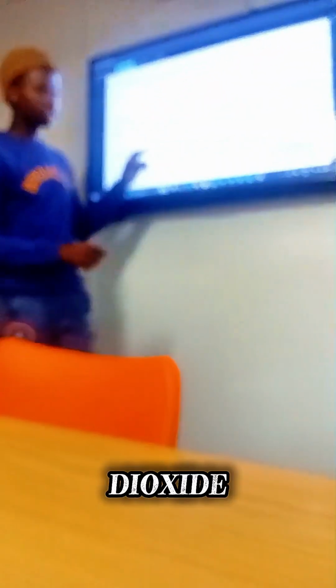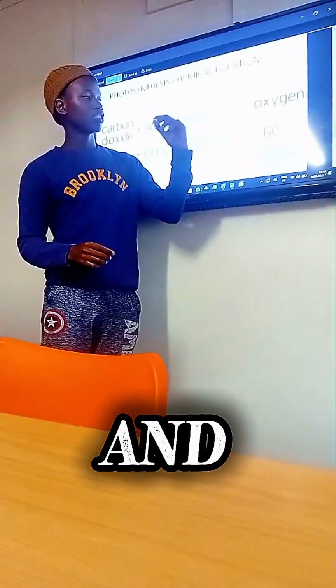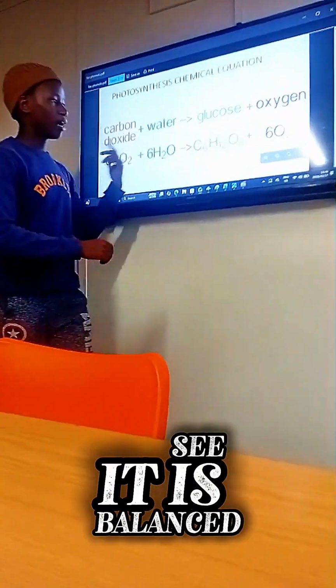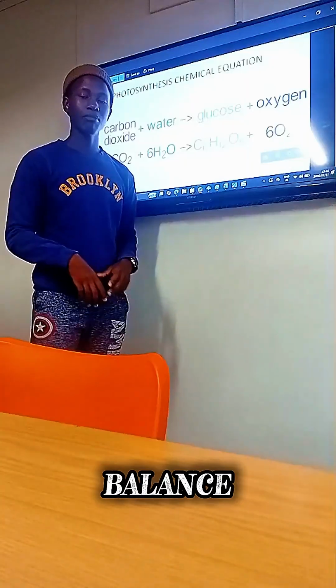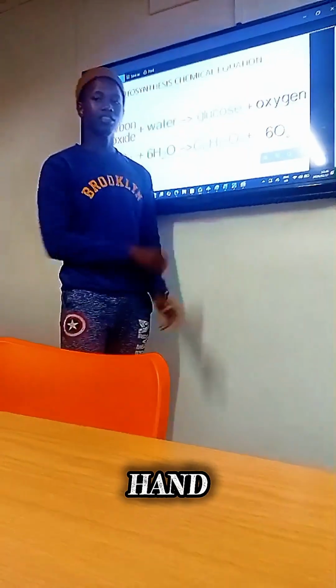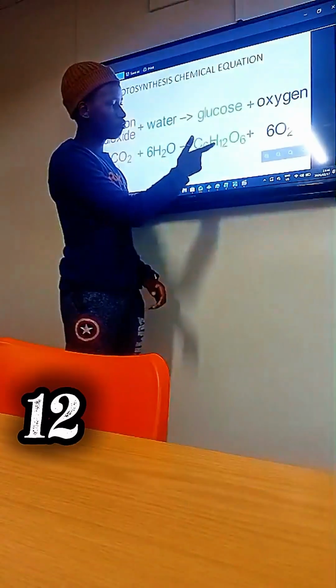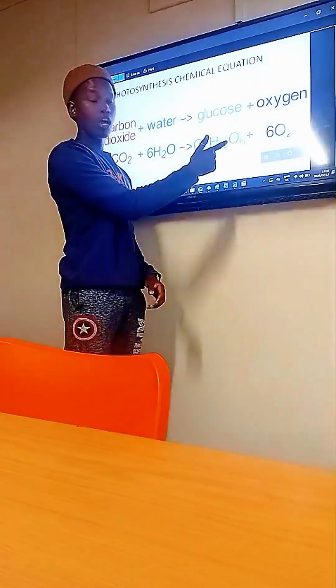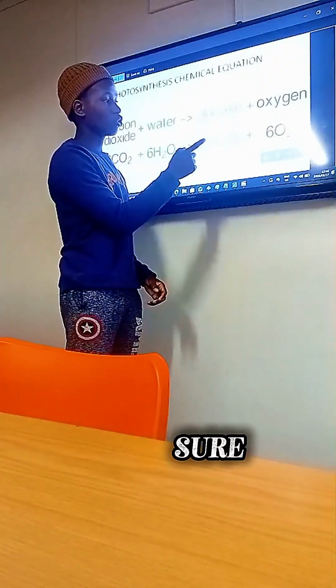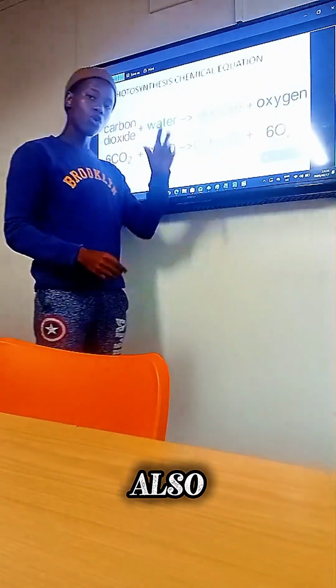This is carbon dioxide, this is our water, this is our glucose, and this is oxygen. As you can see, it is balanced, but the question is, how do we balance the chemical equation? If you come to the right hand side, you see that there are 6 carbons, 12 hydrogens, and 6 oxygens. So we need to make sure that what we find on the left is also on the right.